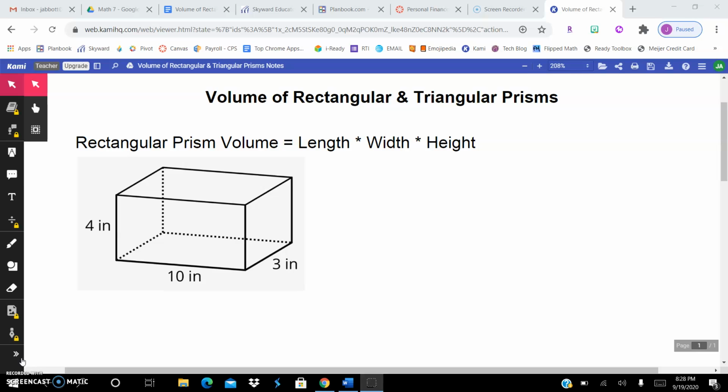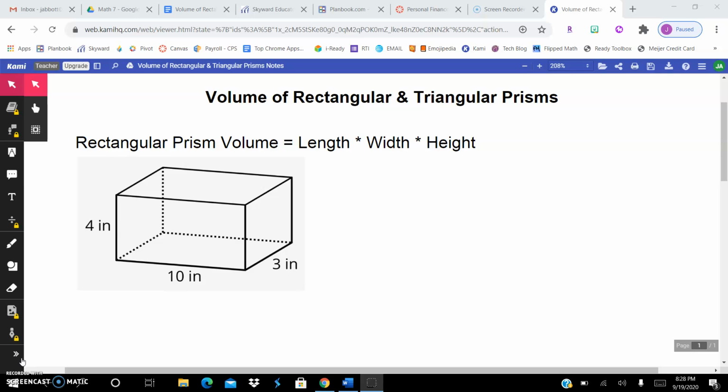In this case, this picture here is in inches. So a 1 inch by 1 inch by 1 inch box, a cube. How many of those could we put inside of this larger figure? And the way we figure that out is we take the length times the width times the height.